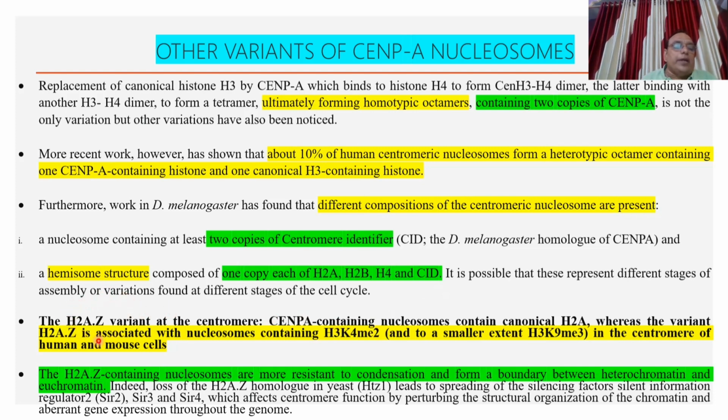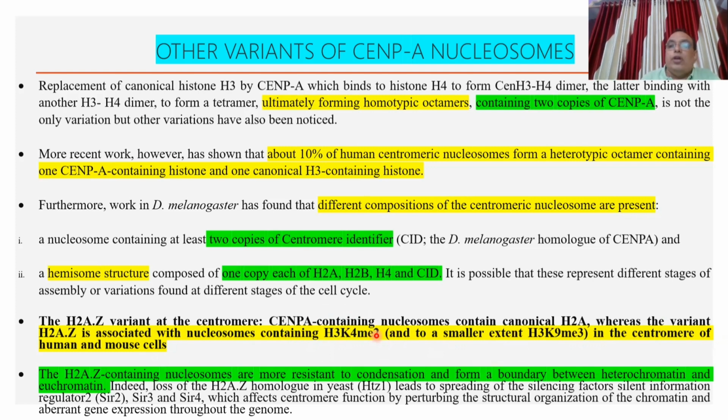Then there is another variant called the H2AZ variant at the centromere. CENP-A containing nucleosomes contain canonical H2A, whereas the variant H2AZ is associated with nucleosomes containing H3K4ME2 in the centromere of human and mouse. So these nucleosomes are methylated at position 2. We shall be discussing this H3K4ME2 and H3K9ME3 in subsequent slides.